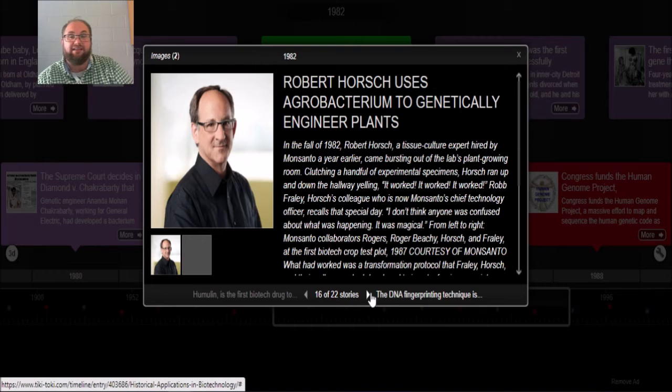And so Hirsch was a genetic engineer who did several experiments that proved that Agrobacterium could genetically engineer plants. And this was a big step forward, especially in agricultural biotechnology. Now we could pass genetic traits from one species to another, not just in bacteria, but in plants as well. And that was the responsibility of Robert Hirsch in 1982.